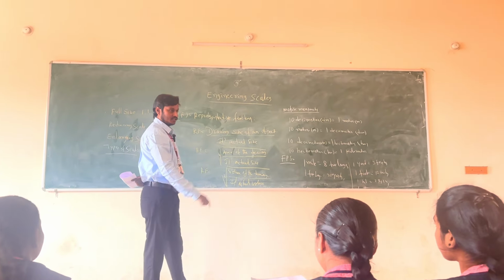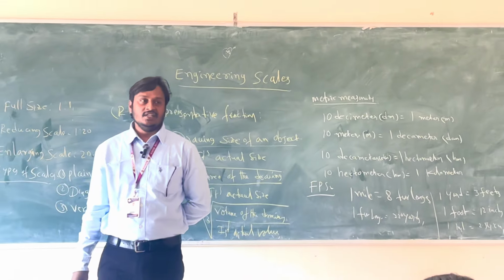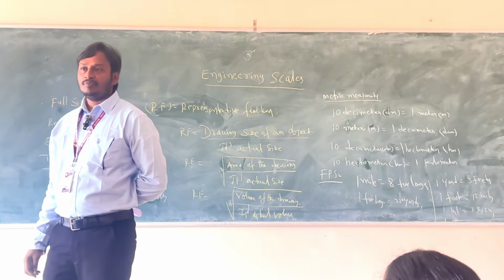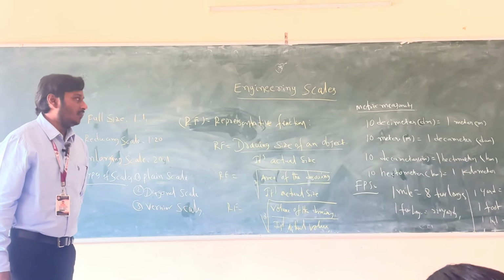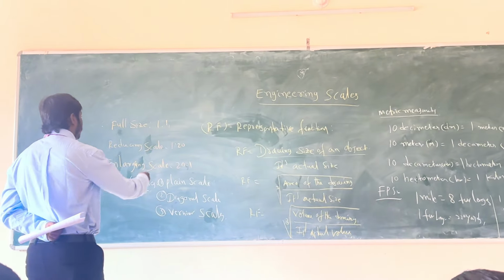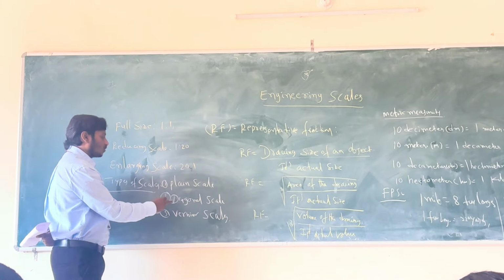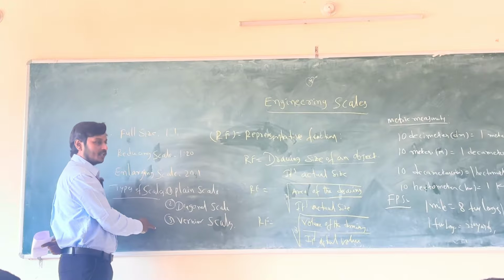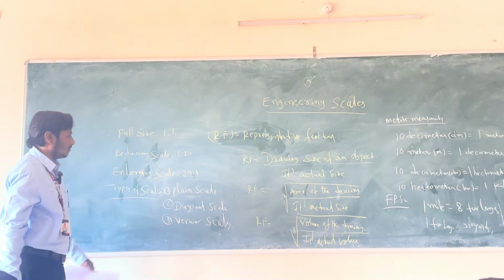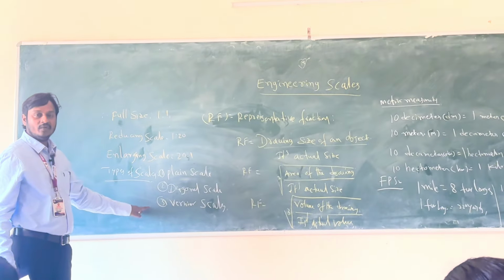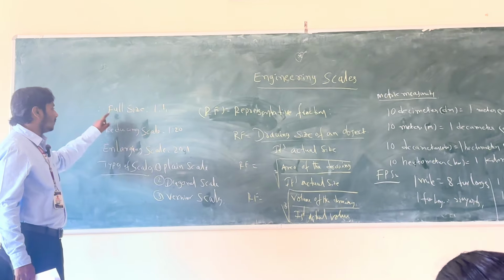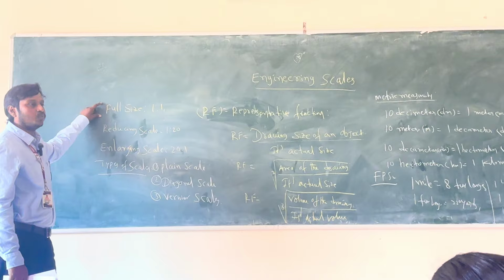Engineering scales you have to use for measuring objects. Here are some types of scales: plane scale, diagonal scale, vernier scale. In your syllabus, there are three types of scales: plane scale, diagonal scale, vernier scale. Okay, what is the name of the full size?